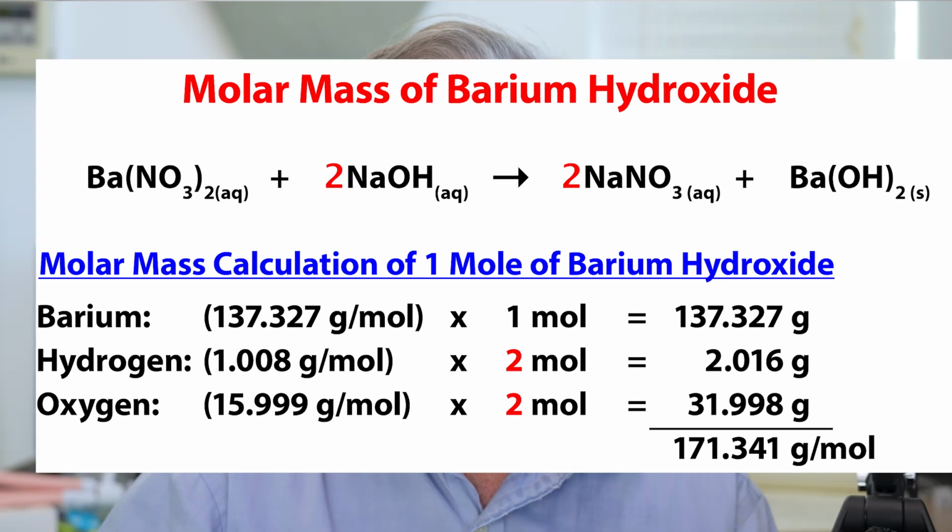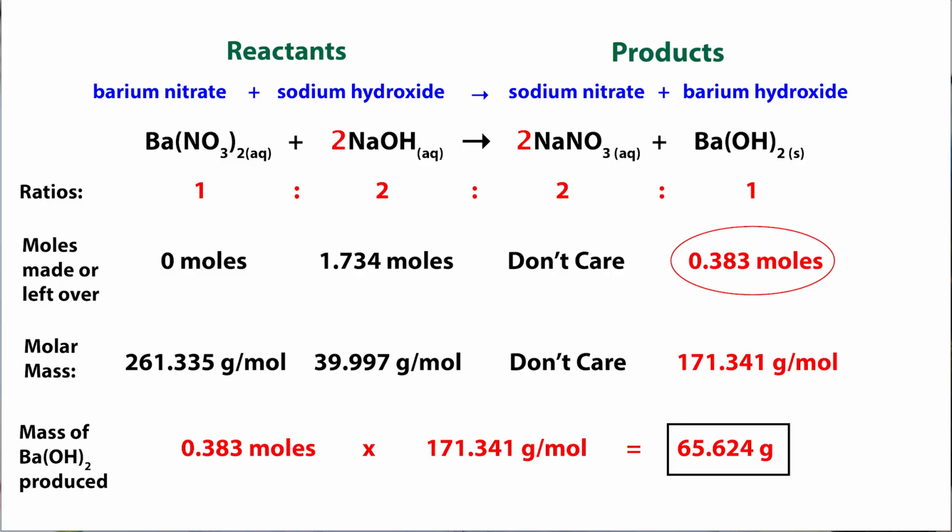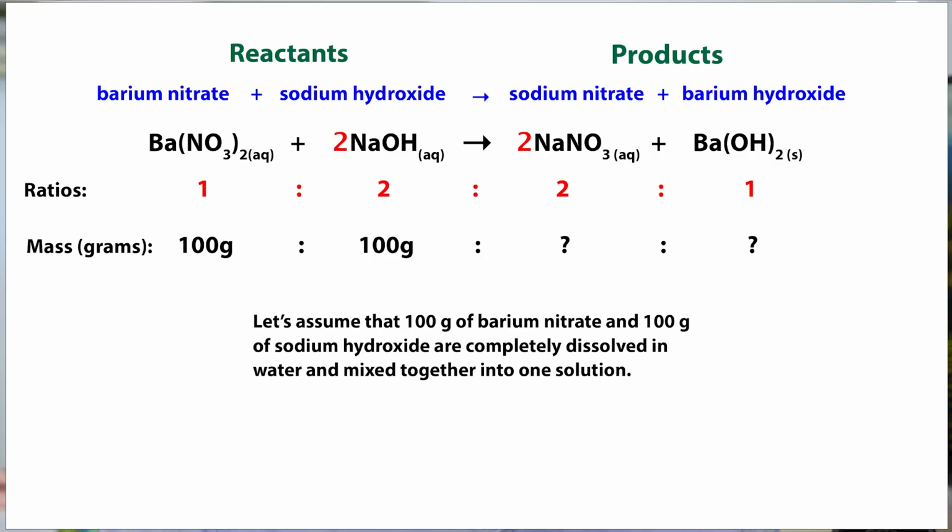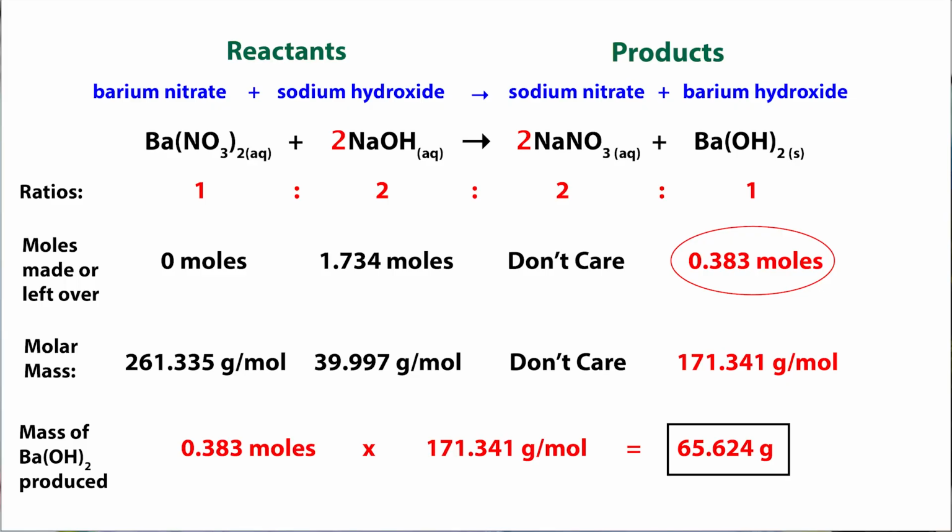171.341 grams. Okay, now we want to take that and multiply that by the 0.383 moles of barium hydroxide that's been produced. That'll give us our final total number of grams it's made. So when you multiply those together, it comes out to 65.6 grams, roughly. So we started with 100 grams of barium nitrate and 100 grams of sodium hydroxide, all dissolved in water, and the final product that came out of the solution is barium hydroxide, and it weighs about 65.6 grams. The other grams are still in the water floating around with sodium nitrate.